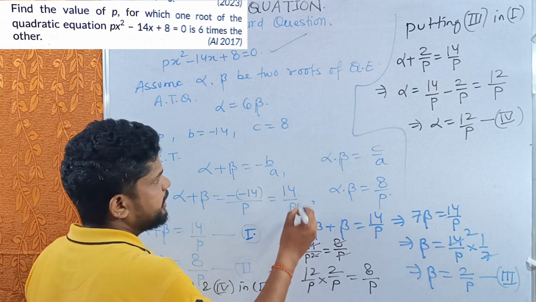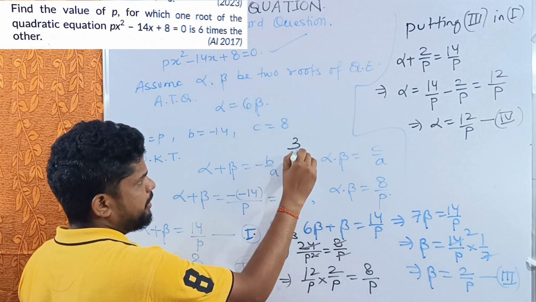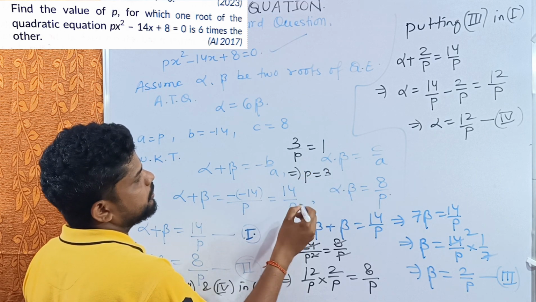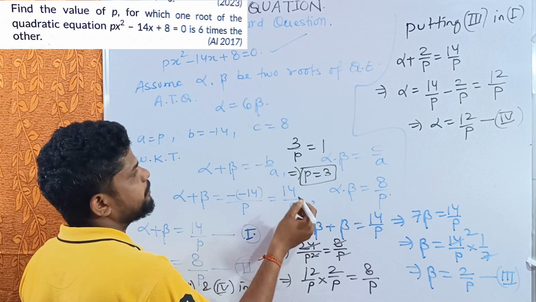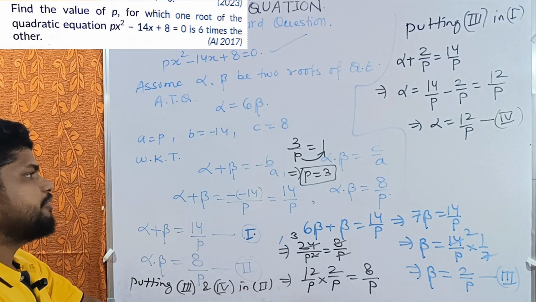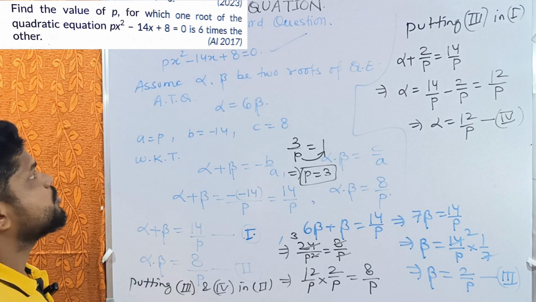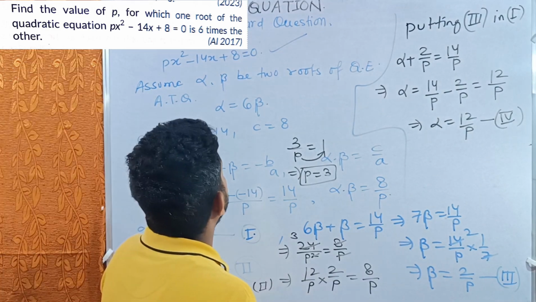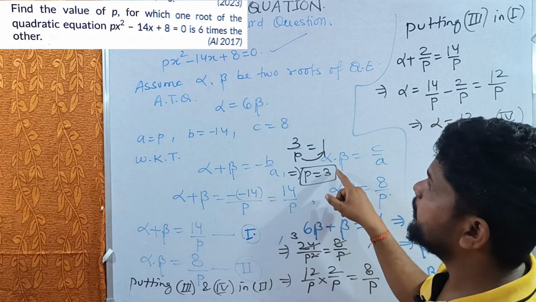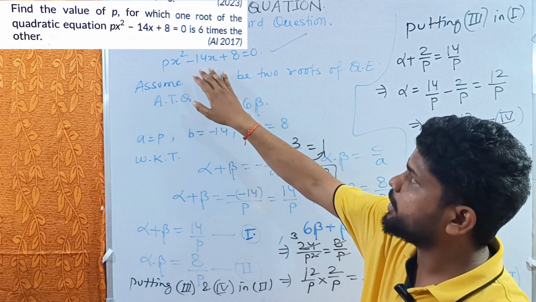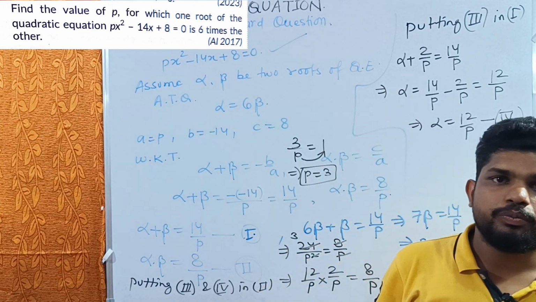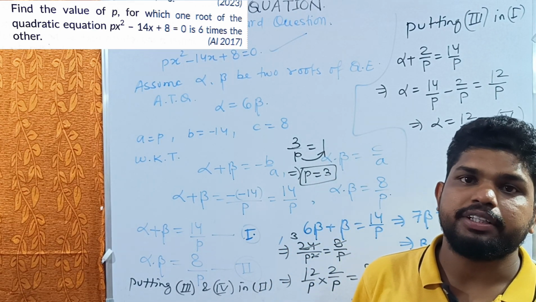So what will remain here? It will be 3 divided by P, which is equals to 1. So the value of P will be equals to just 3. Okay. When you transpose the value of P to here, you will get the value of P is equals to 3. So dear students, this is the solution of this question. So for the value of P which is equal to 3, this given quadratic equation is satisfied. Okay. So this is the board question.